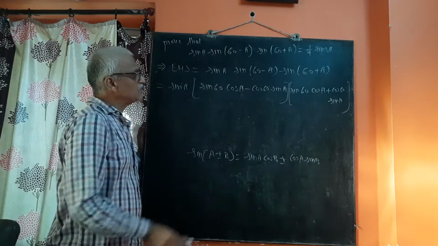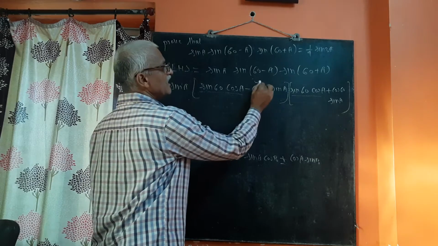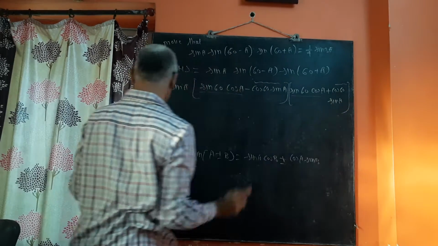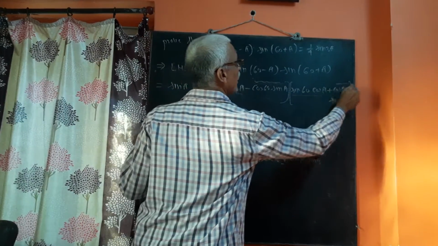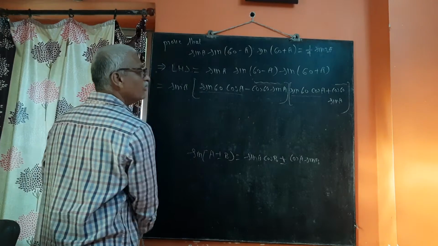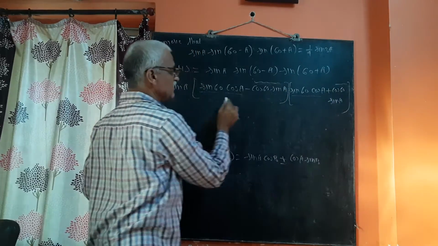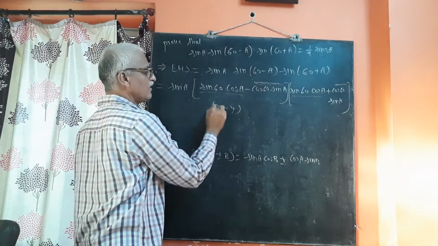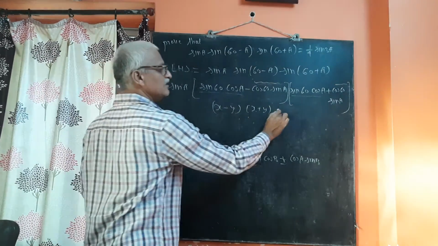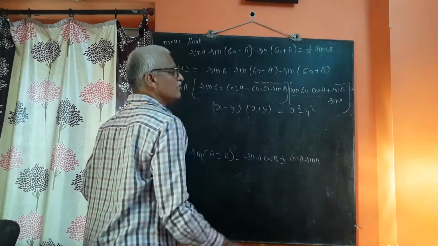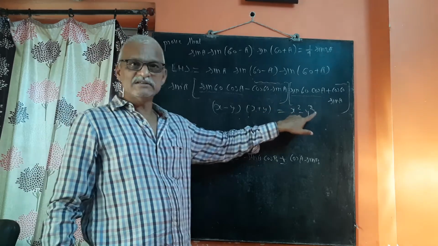Now if you observe the terms, sin 60 cos A and here it is sin 60 cos A. Cos 60 sin A, this term, and cos 60 sin A, this term. These two terms are same. Now this is in the form of x minus y into x plus y. We know that x minus y into x plus y is equal to x square minus y square.